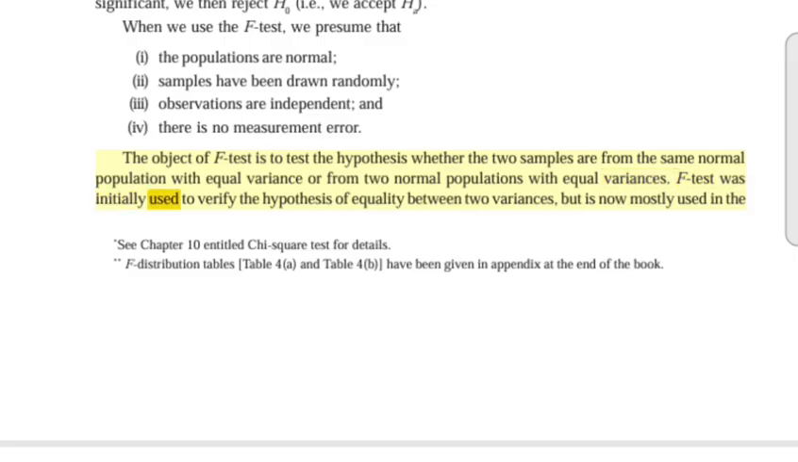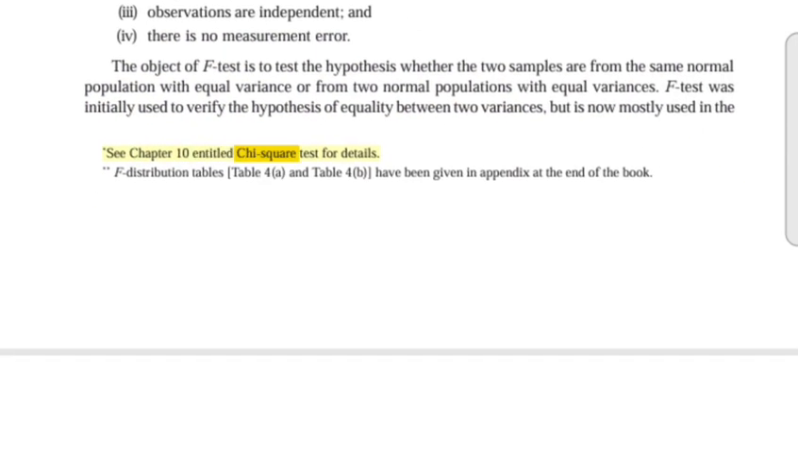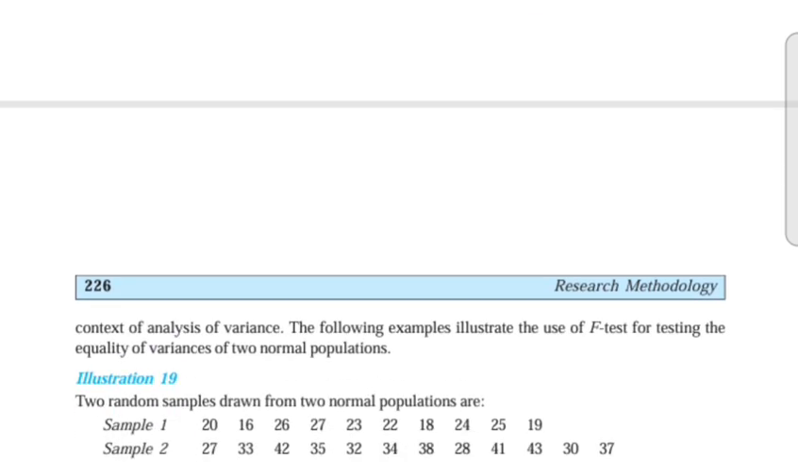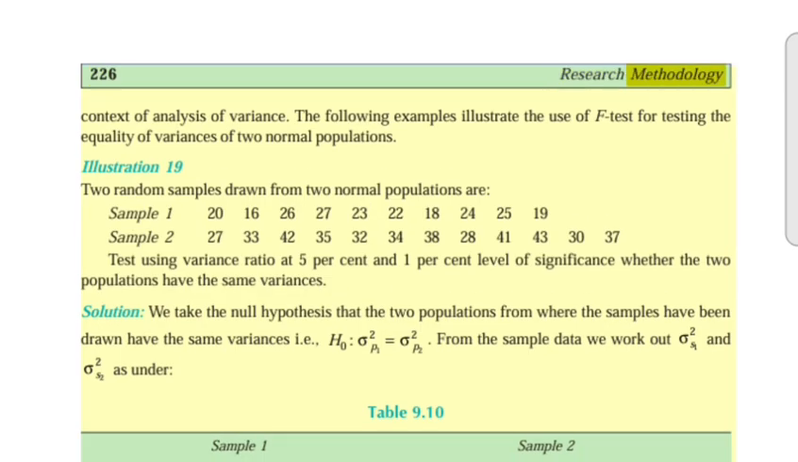The F-test was initially used to verify the hypothesis of equality between two variances, but is now mostly used in the context of analysis of variance. See Chapter 10, entitled chi-square test, for details. F distribution tables, Table 4a and Table 4b, have been given in the appendix at the end of the book. The following examples illustrate the use of the F-test for testing the equality of variances of two normal populations.